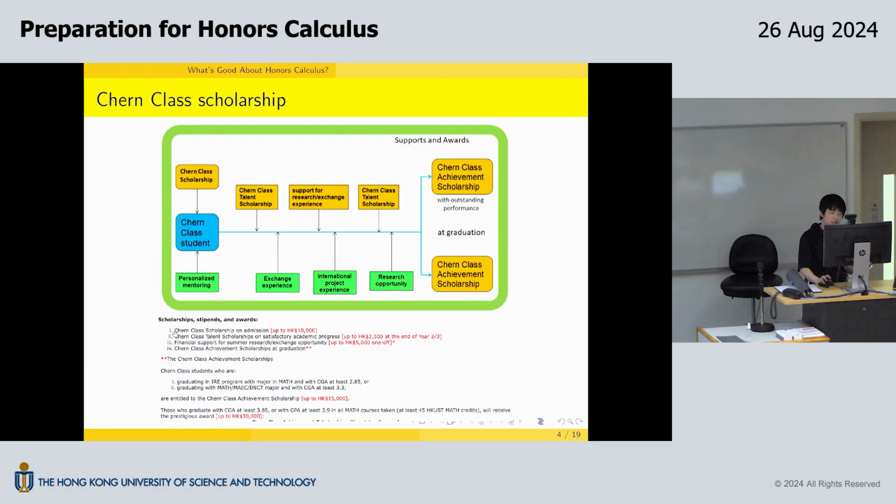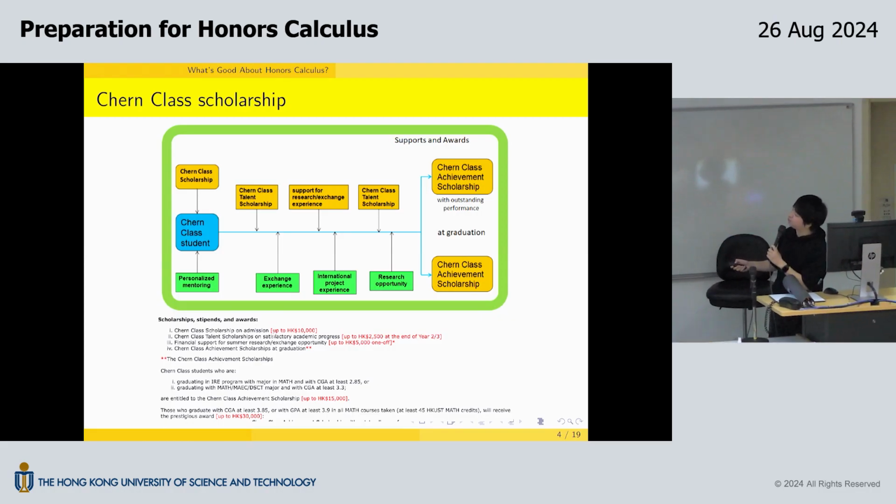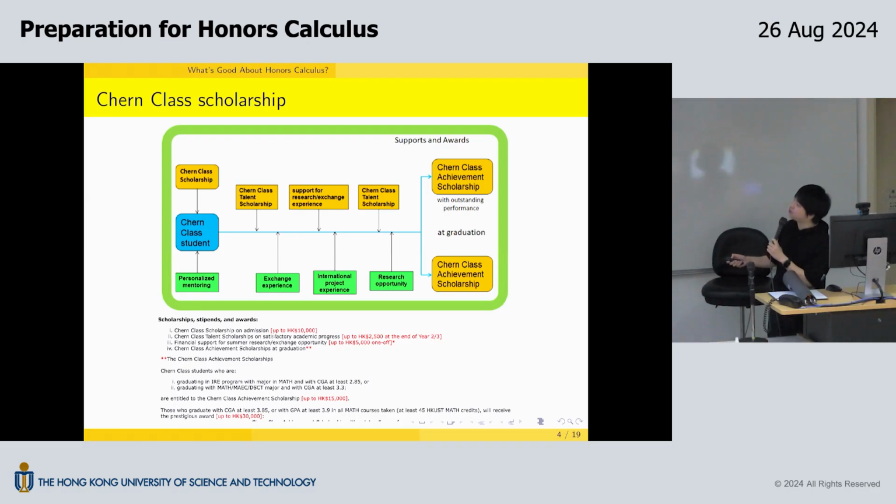Firstly, upon admission, you are able to receive up to 10,000 Hong Kong dollars as a Chern student, and there's also financial support up to 5,000 Hong Kong dollars for the Chern student. And last but not least, upon graduation, you're able to receive a big prize. Depending on your GPA, you can achieve up to 30,000 Hong Kong dollars upon graduation as a Chern student.